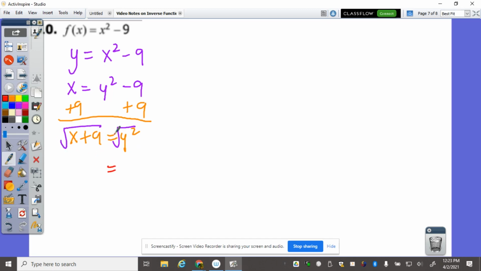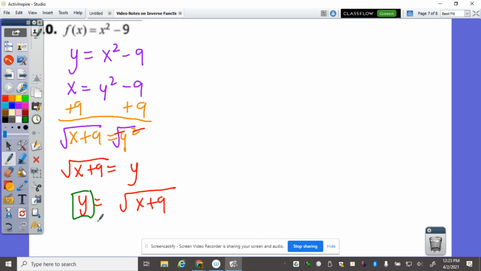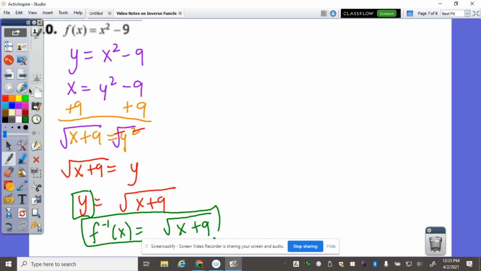Therefore, I will now cancel this out. This will be y is equal to the square root of x plus 9. I can swap them and make it y is equal to the square root of x plus 9. And I can replace this y here by inverse of f of x is equal to the square root of x plus 9. And there you have it.